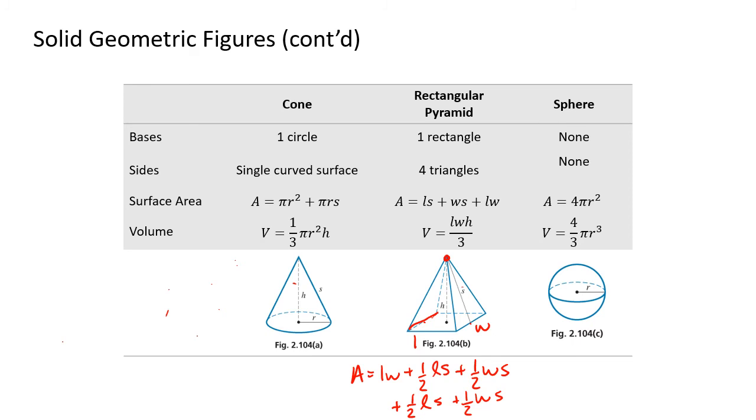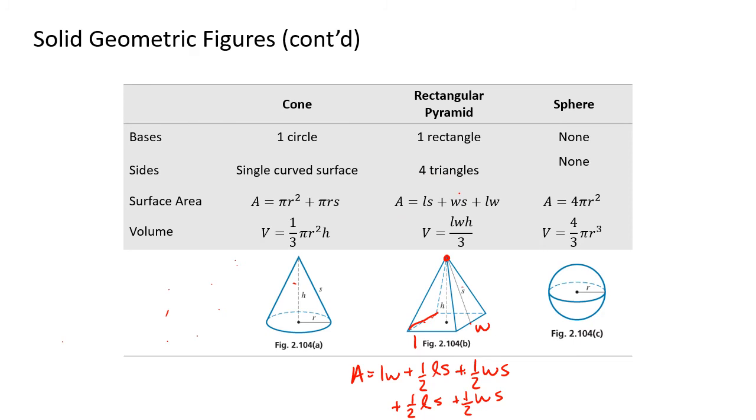So what you can see here is you have 1/2 times LS and 1/2 times LS. If you add 2 halves, you get a whole, or 1. And the same thing is true for 1/2 times WS plus 1/2 times WS. So you can add them together, and you end up with this formula here: length times width plus WS plus LS. Remember, because 2 halves make a whole.